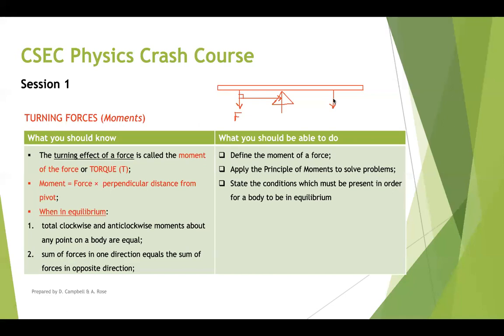Another condition that must be in place for an object to be in equilibrium is that the sum of the forces that act in one direction must be equal to the sum of the forces acting in the opposite direction. So here we have two downward forces. If the object is to be balanced, then the reaction force acting from the pivot should be equal to the two downward forces as well as the weight of the plank itself in order for it to be balanced.